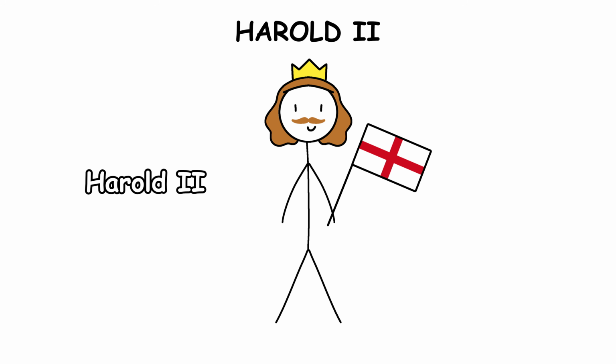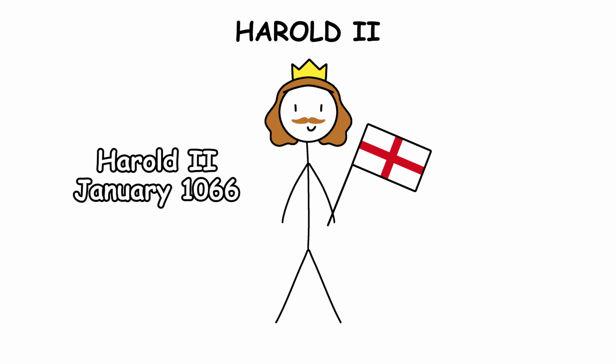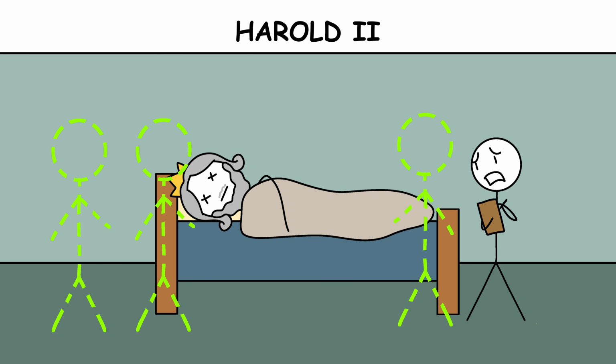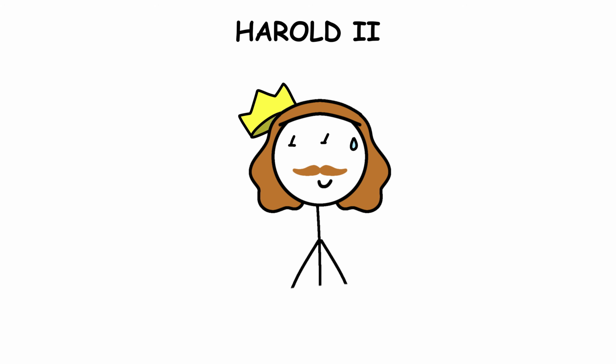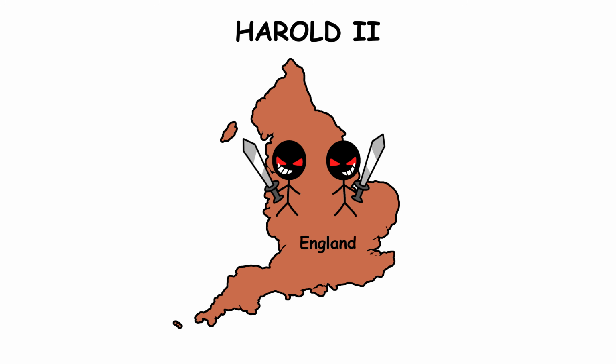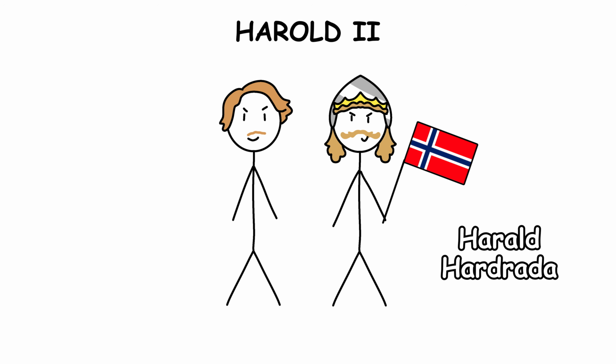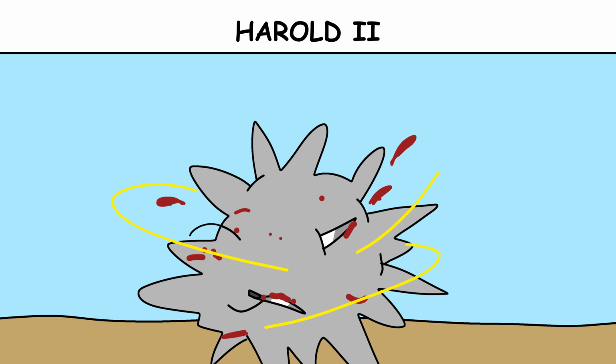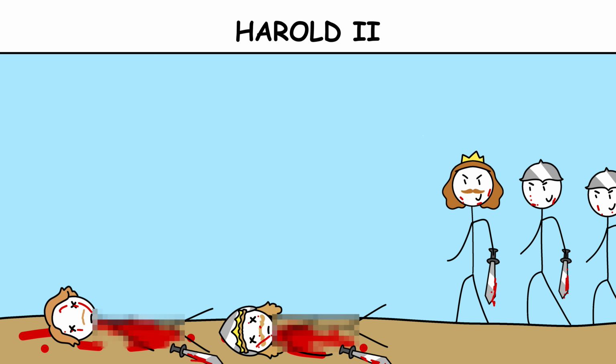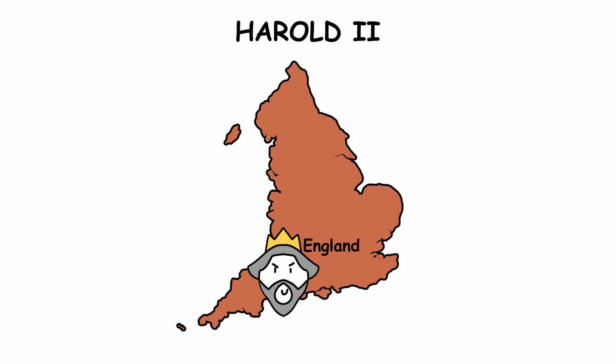Harold II became King of England in January 1066 after Edward the Confessor died without an heir. Harold had barely been crowned when 2 invasions threatened his kingdom. First came his brother Tostig with Norwegian King Harald Hardrada. Harold marched north and crushed them at Stamford Bridge on September 25th, killing both invaders. 3 days later, William of Normandy landed on the south coast.